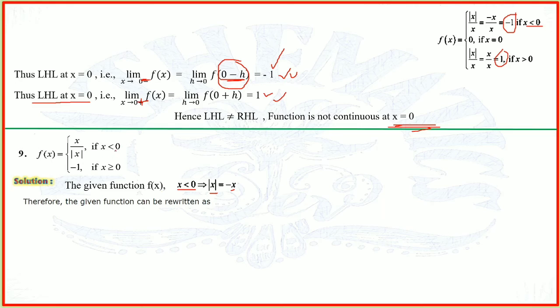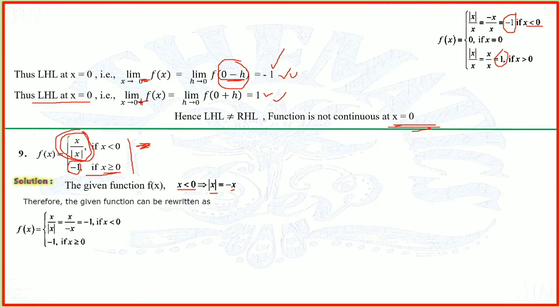Now look here, the difference between this question and the previous question is that in the previous question x was not equal to 0 given here. That means in both cases there was only the function for the left hand limit and for the right hand limit, but now in this case for the right hand limit it is already given, minus 1 is the value. So we need to find only the value of the function for the left hand limit. I hope it is clear.